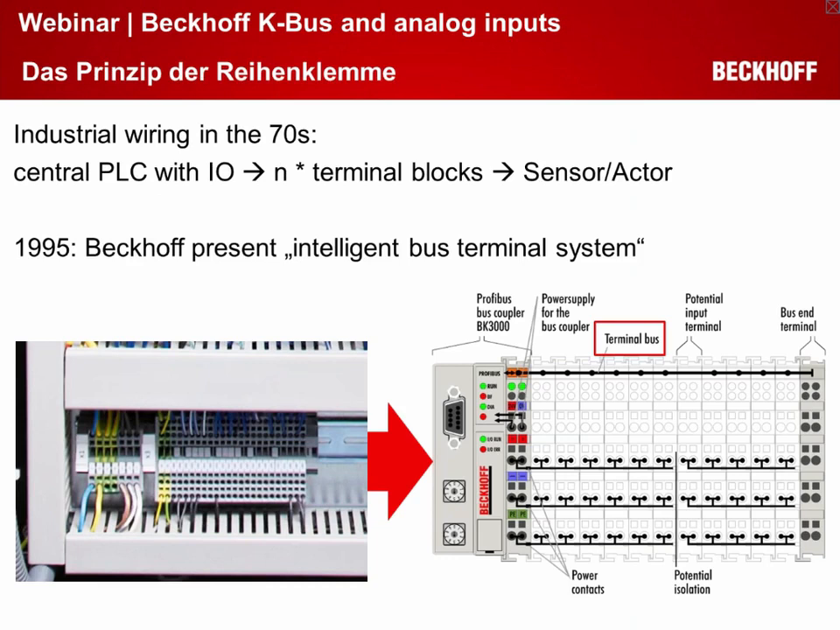Just for remembering how the K-bus system was invented: in the mid 90s, Beckhoff presented this intelligent bus terminal system, because at that time there was a central PLC with central IOs and a lot of wiring and copper into the decentralized sensors and actuators. So you needed a lot of terminal blocks, and the idea of Beckhoff in 1995 was to make this more intelligent in the 6mm terminal row and to create this intelligent bus terminal system.